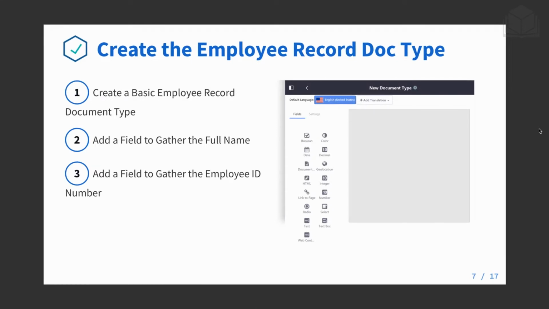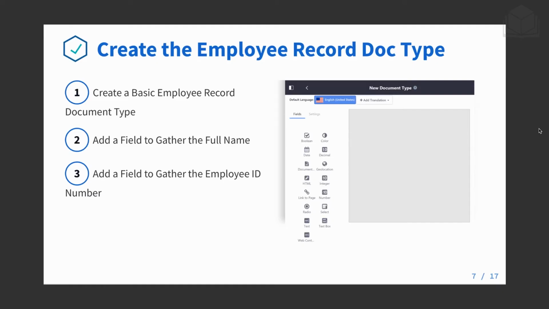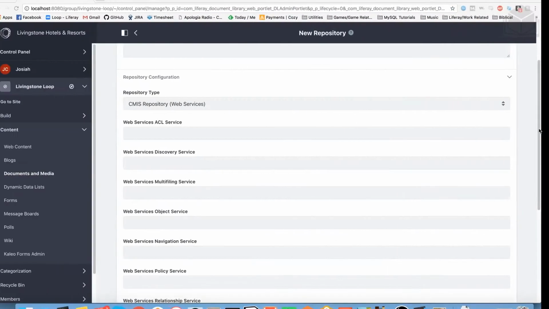All right, so what we're going to do is we're going to go ahead and create some document types for the Livingston Hotels and Resorts sites. Okay, specifically in this case, we're going to be creating some document types for our Livingston Loop, so for intranet, and this will allow our HR team to have an easier time managing some employee documents, for example. Okay, so let's go ahead and do this together on the platform.